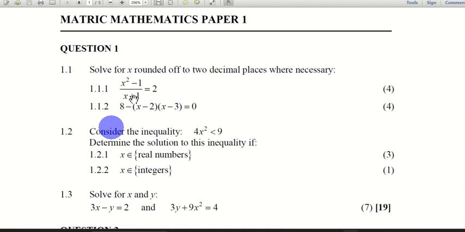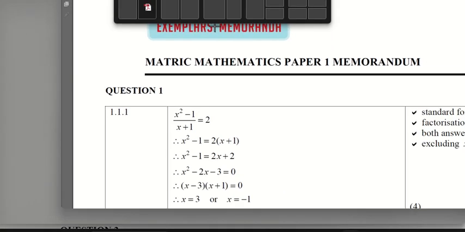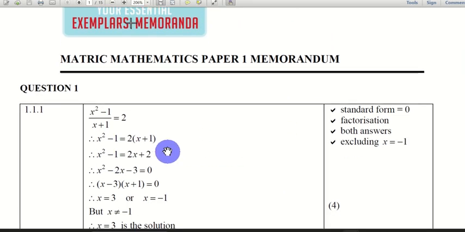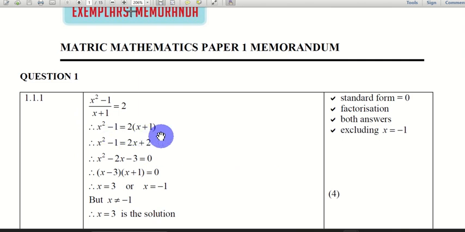So the first thing when you see something like this, a denominator, there's what we call a restriction. Ever heard of that word? A restriction says the denominator can never be equal to 0. So let's look at what the marks would have gone to for the first one. We get a mark for writing it in standard form, when you equate it to 0. So there are 3 steps up until your first mark. The first mark goes for that one correct.